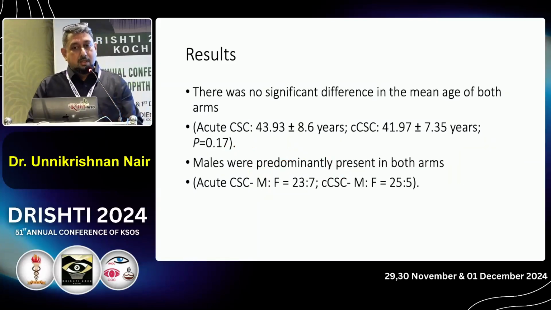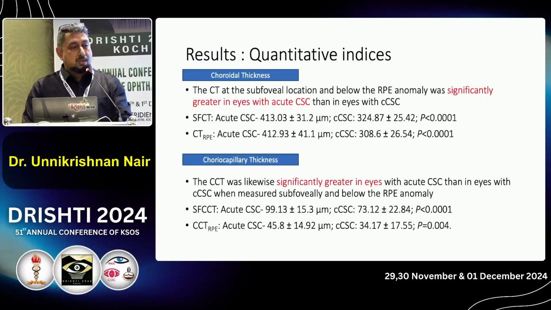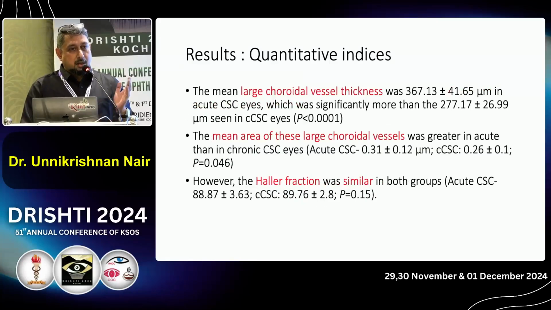Coming to the results, the age in both the categories was the same. The males, as we expect, predominated in both the arms. But this is where it starts getting interesting, when you look at, this is known facts. In acute CSR, the choroidal thickness and the choriocapillary thickness is more than in chronic CSR, which means thinning happens over time. The large choroidal vessels are thicker in acute CSR. The area of the vessels is more in acute CSR.